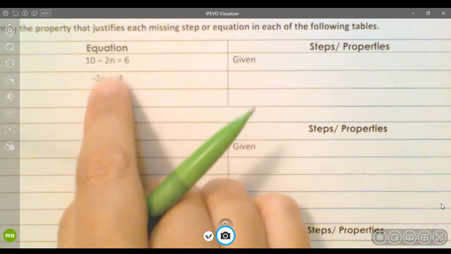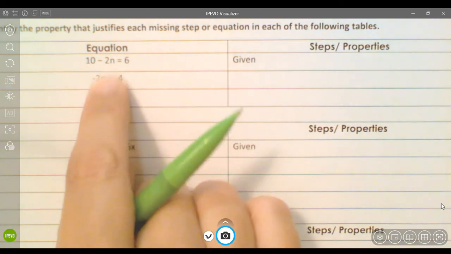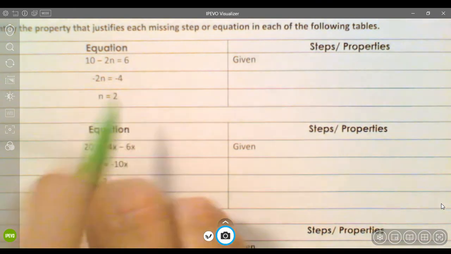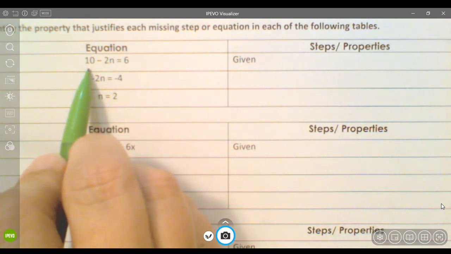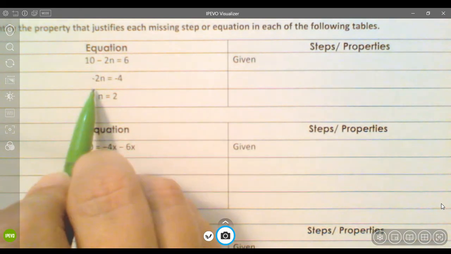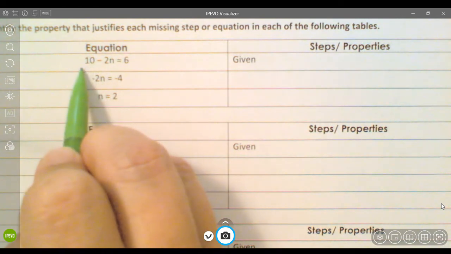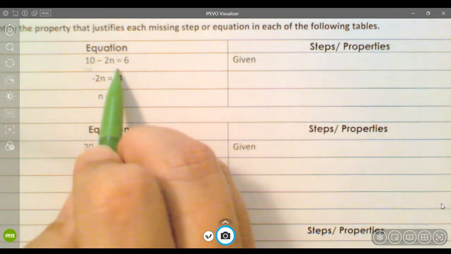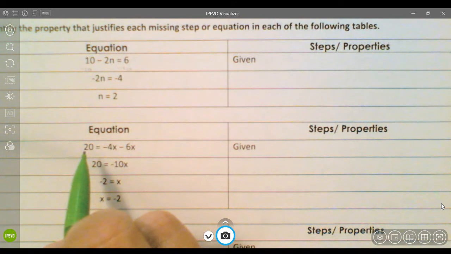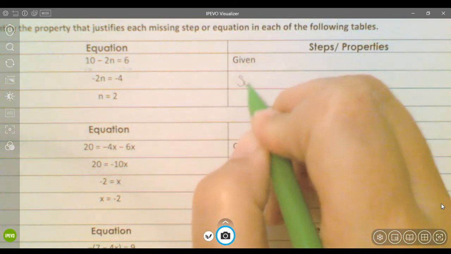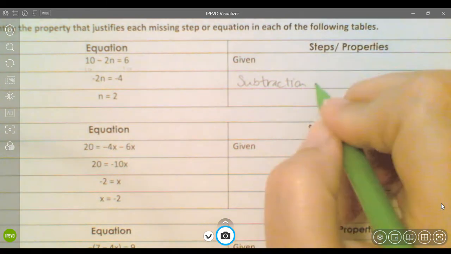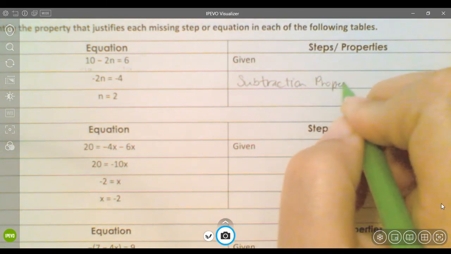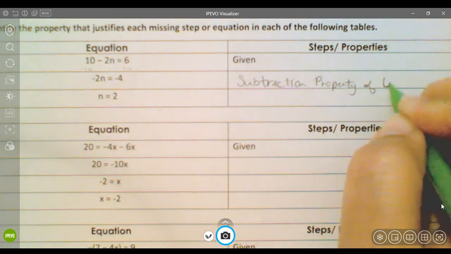I want to know what happens here in step 2. What did I do from here to here? What's different? Well, the minus 2n is still here as negative 2n. It looks like I got rid of the 10. How did we get rid of the 2n? Well, that's a positive 10. How do you get rid of a positive number? You subtract it. So it looks like I used the subtraction property of equality.